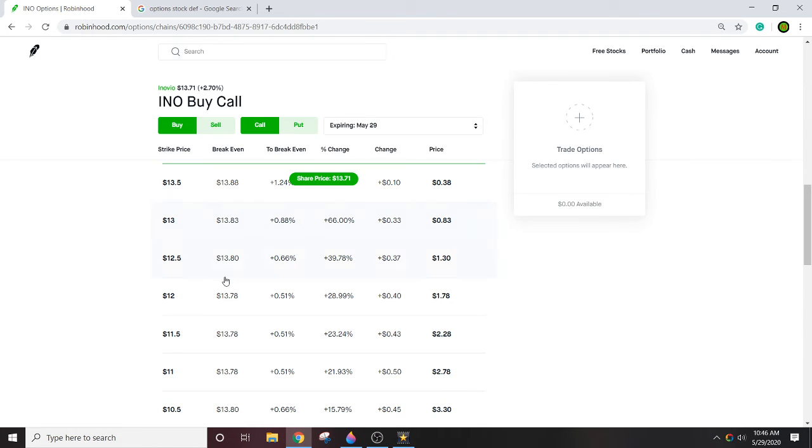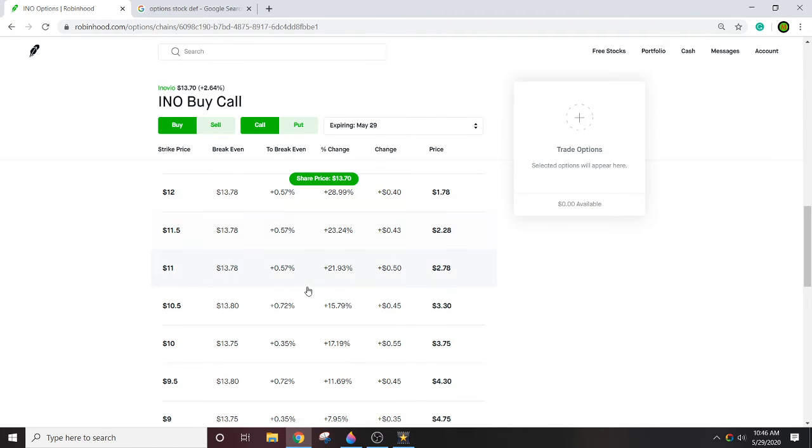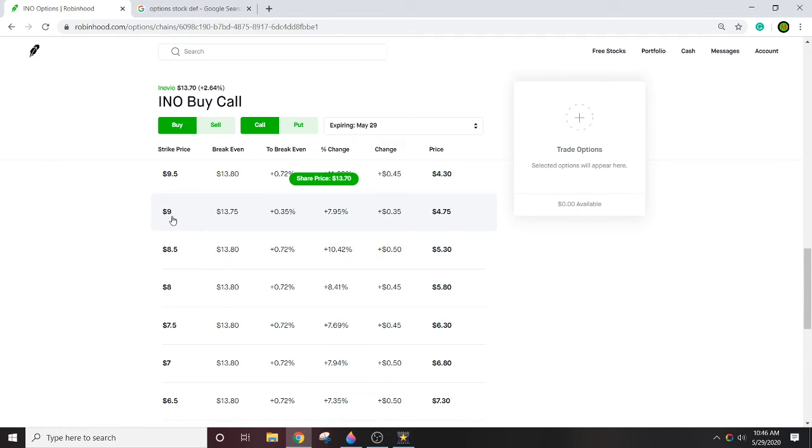So you buy, let's say it looks interesting, and you buy this one right here. So it's a strike price of $9, and your break even is $13.75. You don't know what that means. So your stock right now is $13.71, right? If the stock goes to $13.75, you would break even. You would not make any money, but you wouldn't lose any money, right?